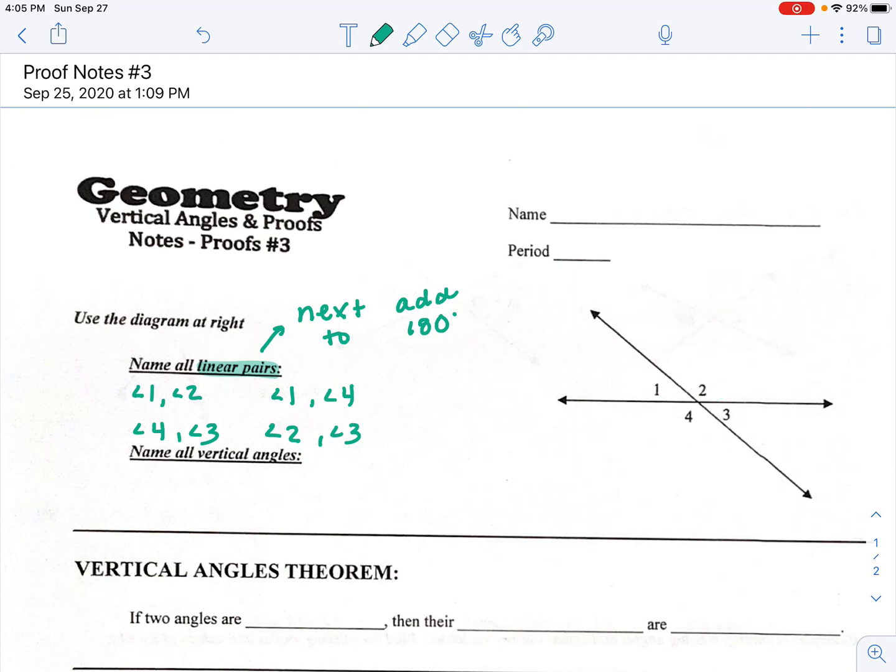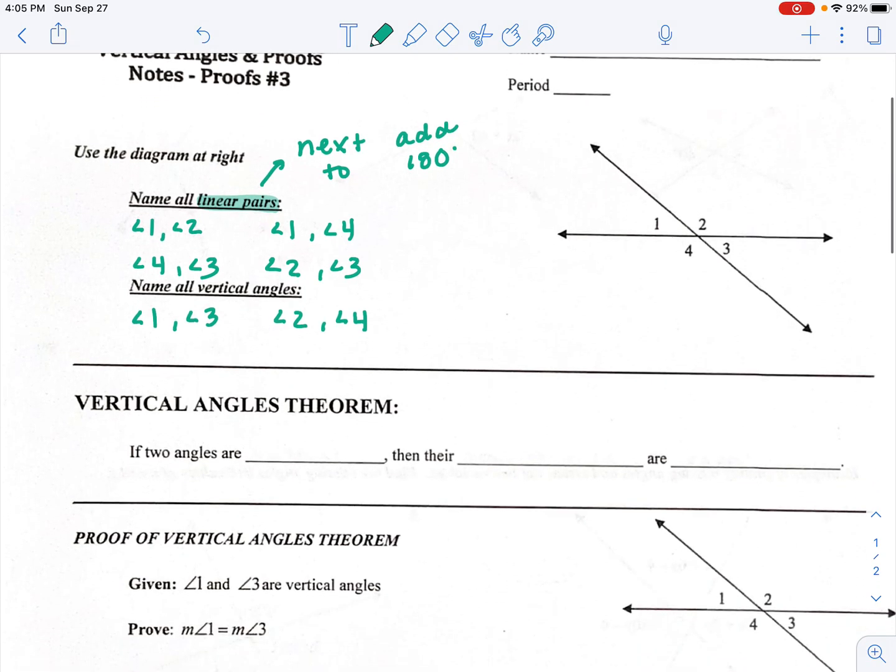All right, up next it says name all the vertical angles. Remember, vertical angles are ones that are across from each other. So I say that angle 1 and angle 3 are vertical angles. I also think that angle 2 and angle 4 are vertical angles as well. So we're using those terms quite often today.